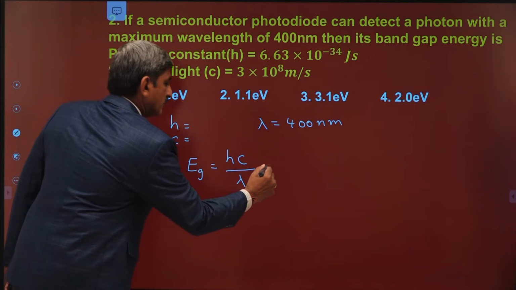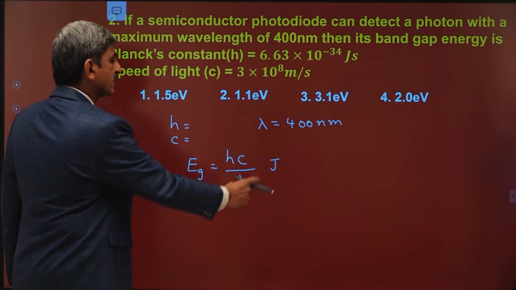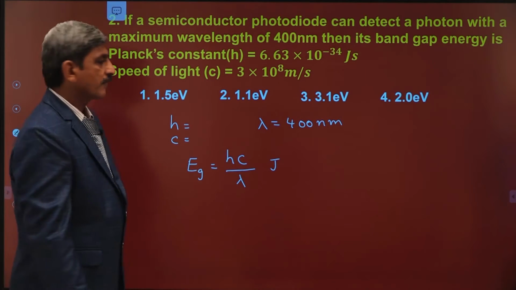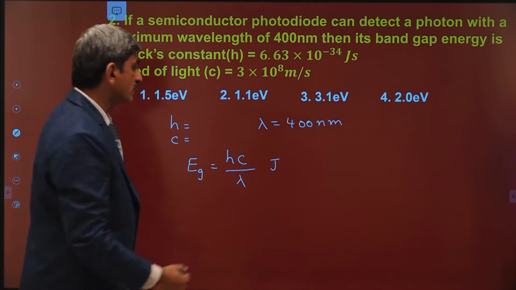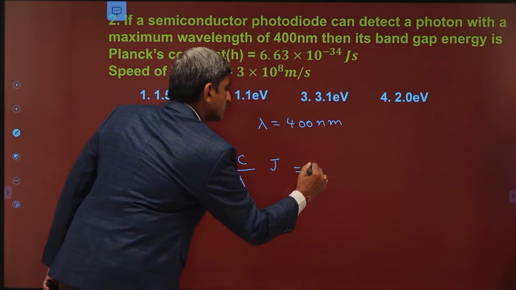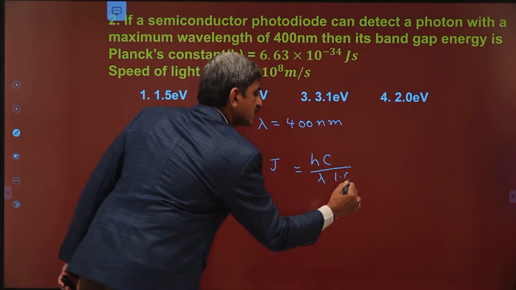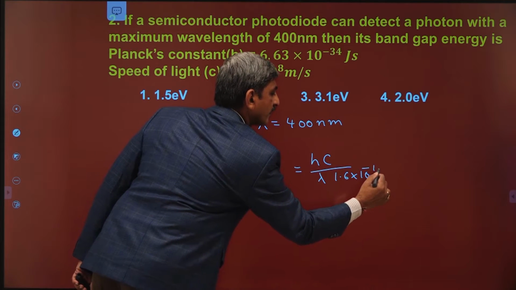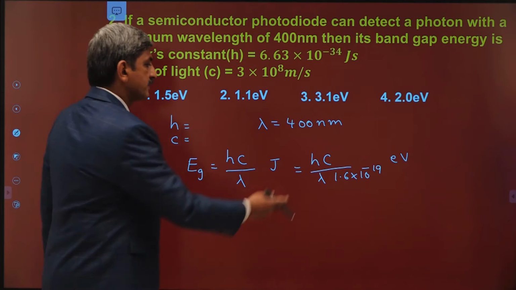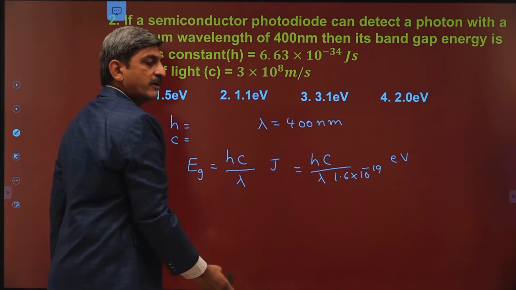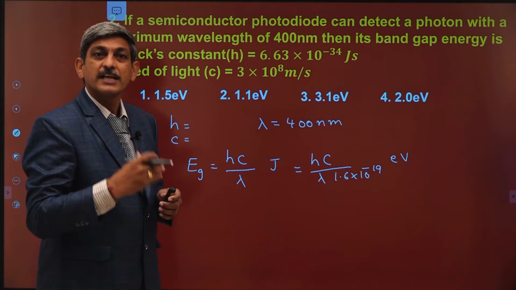So by substituting the h value, c value and lambda value, we get the energy gap value in joules. But here all options are given in electron volts. Then what do we have to do? We must change the value from joules to electron volts. For that we divide this value by 1.6 into 10 power minus 19 and we get the answer in electron volts. But substituting the h, c and lambda values and making the mathematical simplifications takes a lot of time.